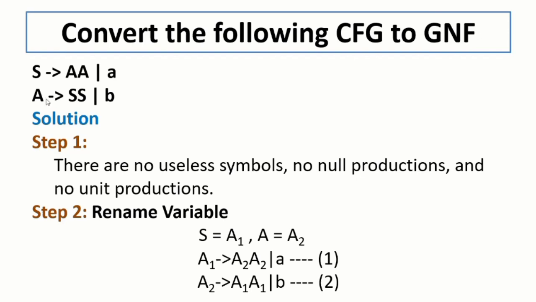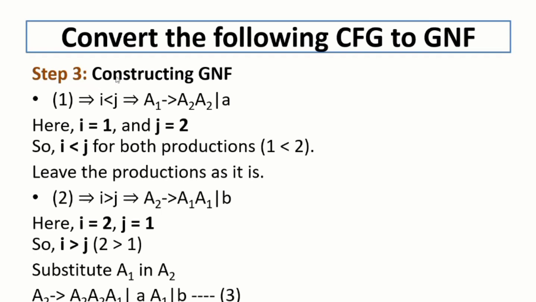Instead of capital A, substitute A2 tends to non-terminals SS replaced by A1 A1, or small b. Now the first production is considered as equation 1, the second production as equation 2. Step 3, constructing Greibach normal form.